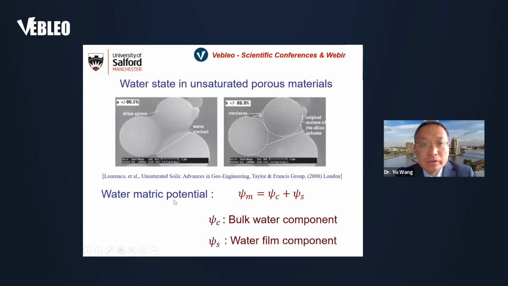So actually, the water in unsaturated porous materials has a lower potential than the water in the open free space. The water retained in the pore spaces has a matrix potential, which consists of two components: a bulk water component potential and a water film component. Both of them form the total water matrix potential inside the pore spaces.